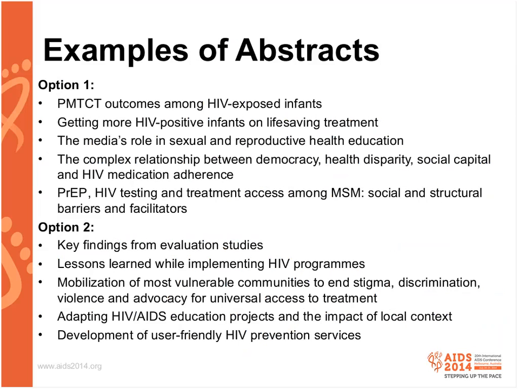So on this slide, you can see some examples of abstracts that could be submitted under option one and option two. And given that this webinar is more referring to option two, let's just check that list. So we would have key findings from evaluation studies, lessons learned while implementing HIV programs, for example, mobilization of most vulnerable communities to end stigma, discrimination, violence, and advocacy for universal access to treatment. For example, adapting HIV and AIDS education projects and the impact of local context, or also the development of user-friendly HIV prevention services. This is just examples, so you can see what would fit more each one of the two options.